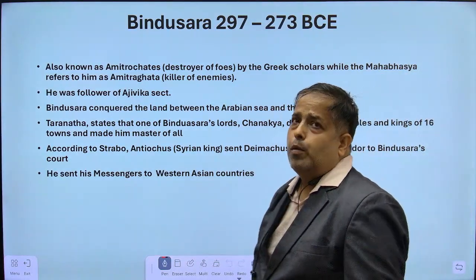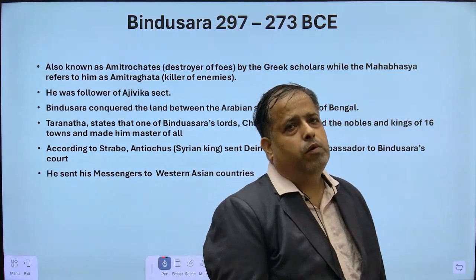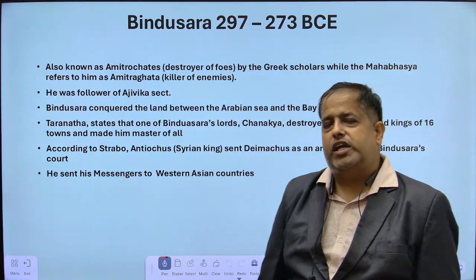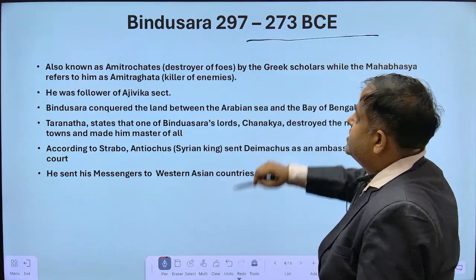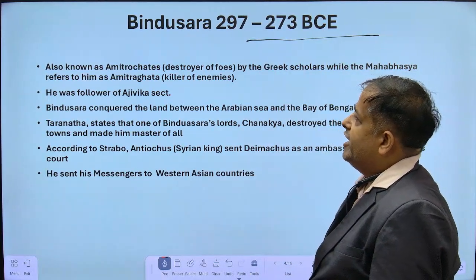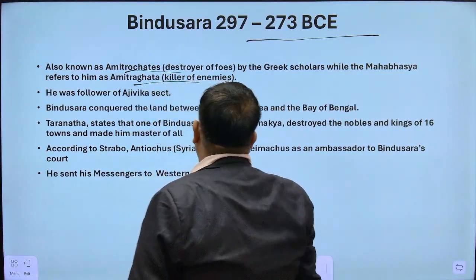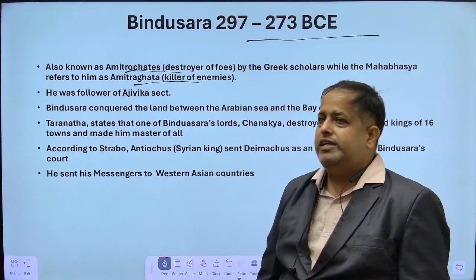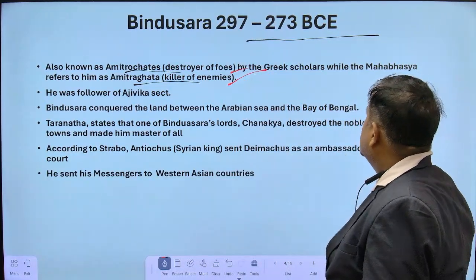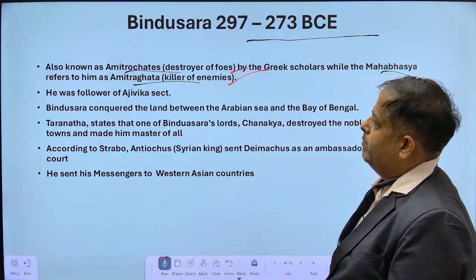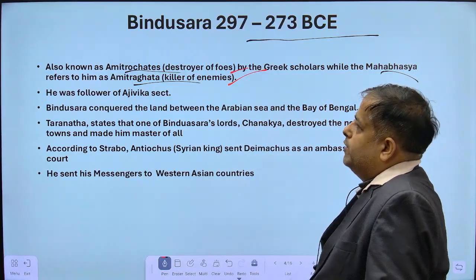So beta, Chandragupta Maurya won a huge area. After winning this huge area, he became a Jain monk and surrendered his state to his son Bindusara. So beta, the era of Bindusara is 297 to 273 BC. He was also known as Amitrochetas or Amitraghata. It means a person who destroys all his enemies, a killer of enemies, destroyer of foes. In Mahabhashya he is Mitraghat and in Greek books Amitrochetas.